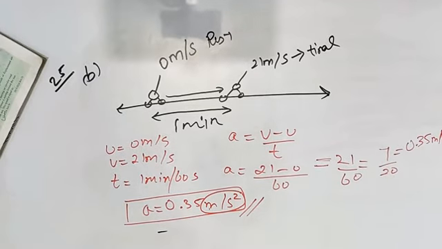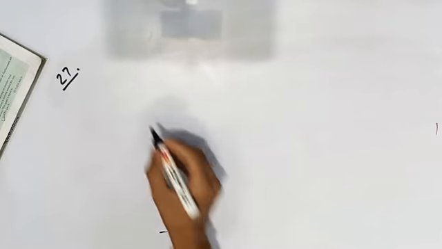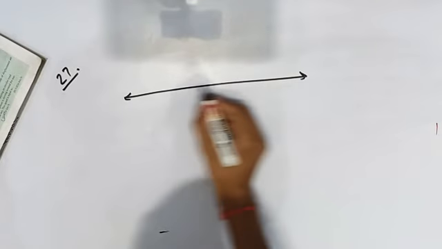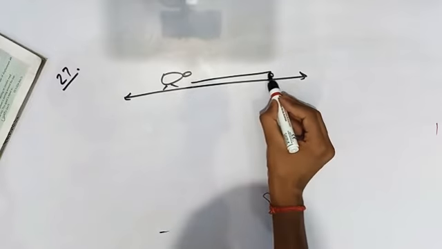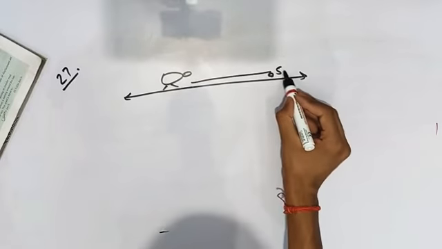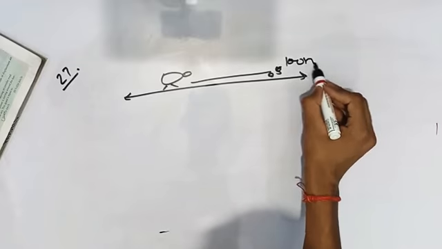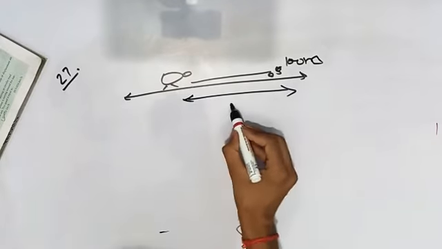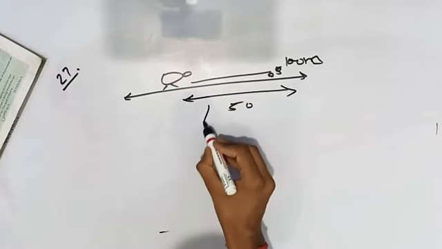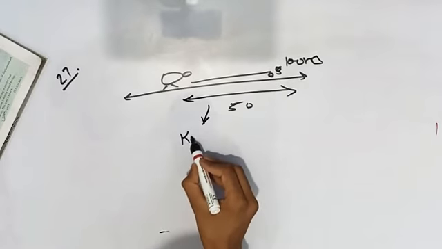So now let's move to numerical number 27. Friends, numerical number 27 is saying that a snail covers a distance of 100 meter in 50 hours. Means there is a snail. It covers the distance of 100 meter, and the time taken to cover this distance is 50 hours, and we have to change this unit into kilometer per hour.